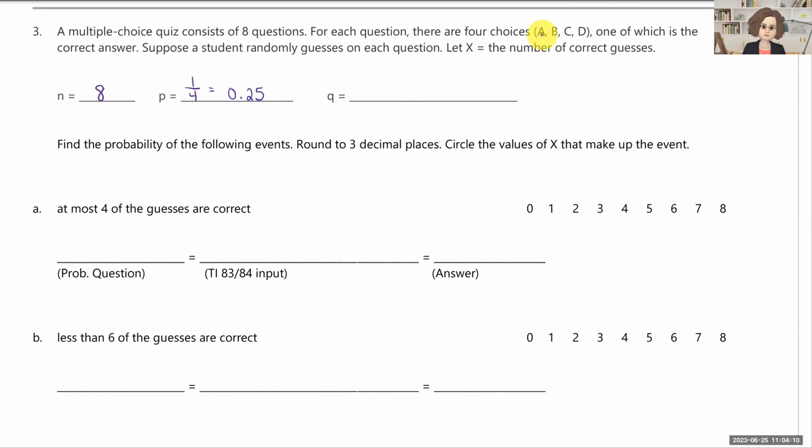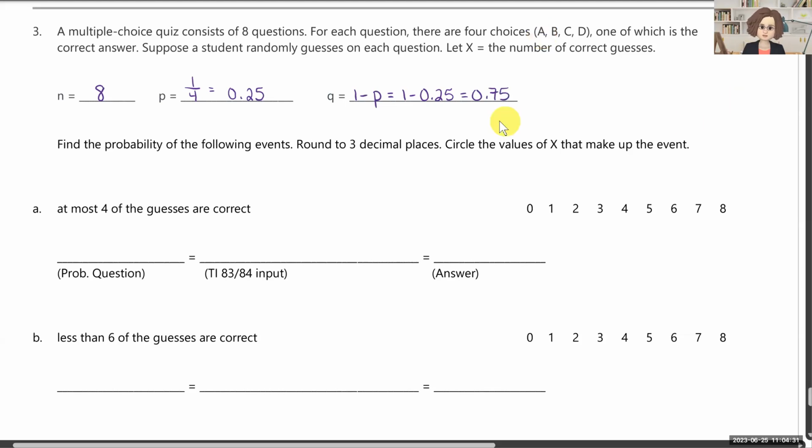So Q would be the probability of a failure, which would be 3 out of those 4 would be the wrong answer, but I'm going to go ahead and use my rule of complements. So Q is 1 minus P. So working in decimal, 1 minus 0.25, 0.75. So a 25% chance of guessing a question correct, a 75% chance of guessing a question incorrectly.